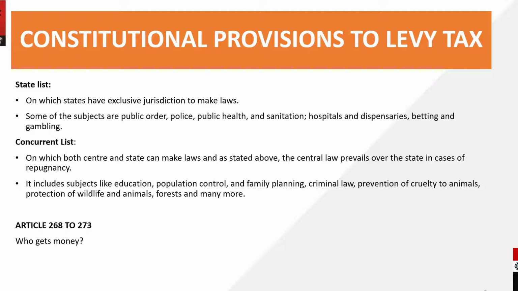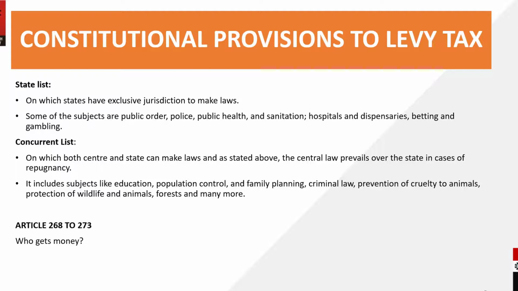For better understanding, you can see here it is written: the union list is the list on which the center has the exclusive jurisdiction to make laws. The union list basically includes defense, foreign affairs, railways, banking, among others, under which Parliament may make law. As far as the state list is concerned, it is the list on which the state has the exclusive jurisdiction to make law. Some of the subjects are public order, police, public health and sanitation, hospitals, dispensaries, betting and gambling. All these areas come under the state list.